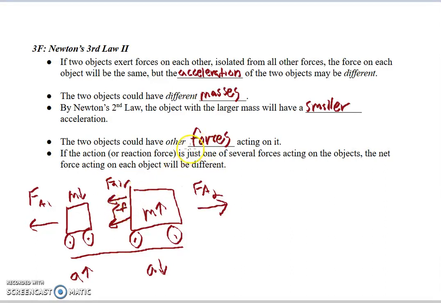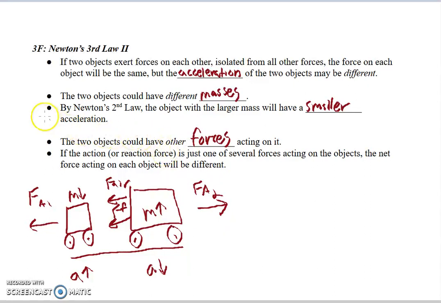You could have a lot of forces, and when you add other forces to it, the net force is going to be different, and your acceleration is going to be different. So it's going to be hard to tease out exactly what the result of just the action-reaction force is. It's going to be hard to figure out what happened. So that's important to keep in mind.